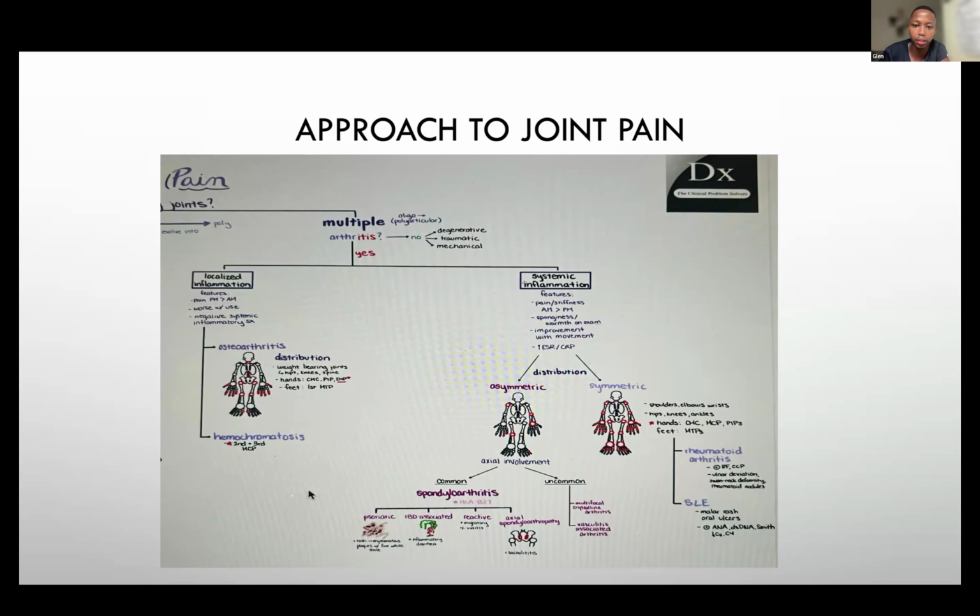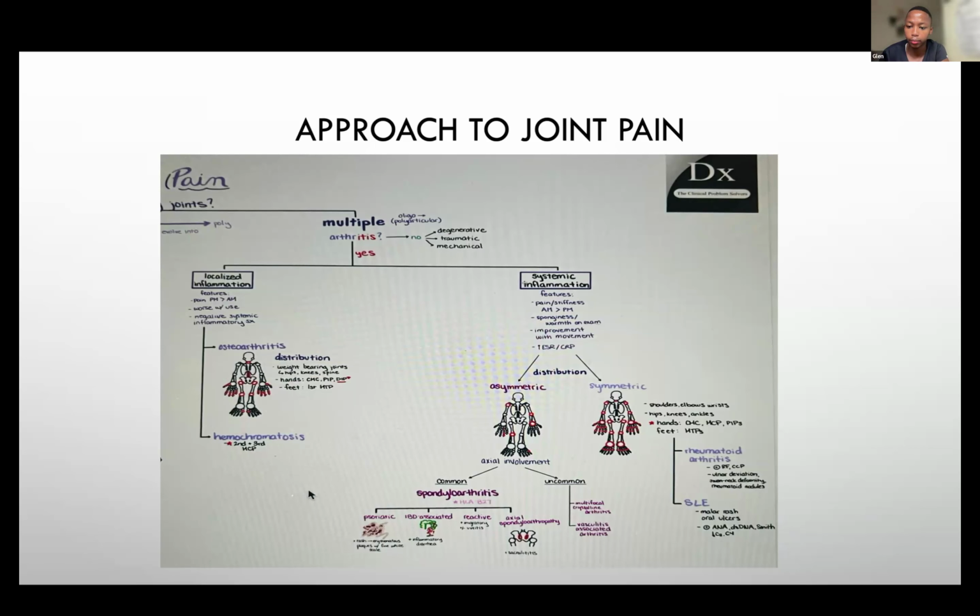In contrast to that, systemic inflammation will be more painful in the morning. It will improve with movement. So here you can further divide the causes into symmetric and asymmetric. With symmetric, thinking of SLE, rheumatoid arthritis, then to differentiate the two, just look for extra features of those two conditions. So with SLE, you look for malar rash, oral ulcers, to differentiate it from rheumatoid arthritis, which will present with some deformities like ulnar deviation, swan neck deformities.